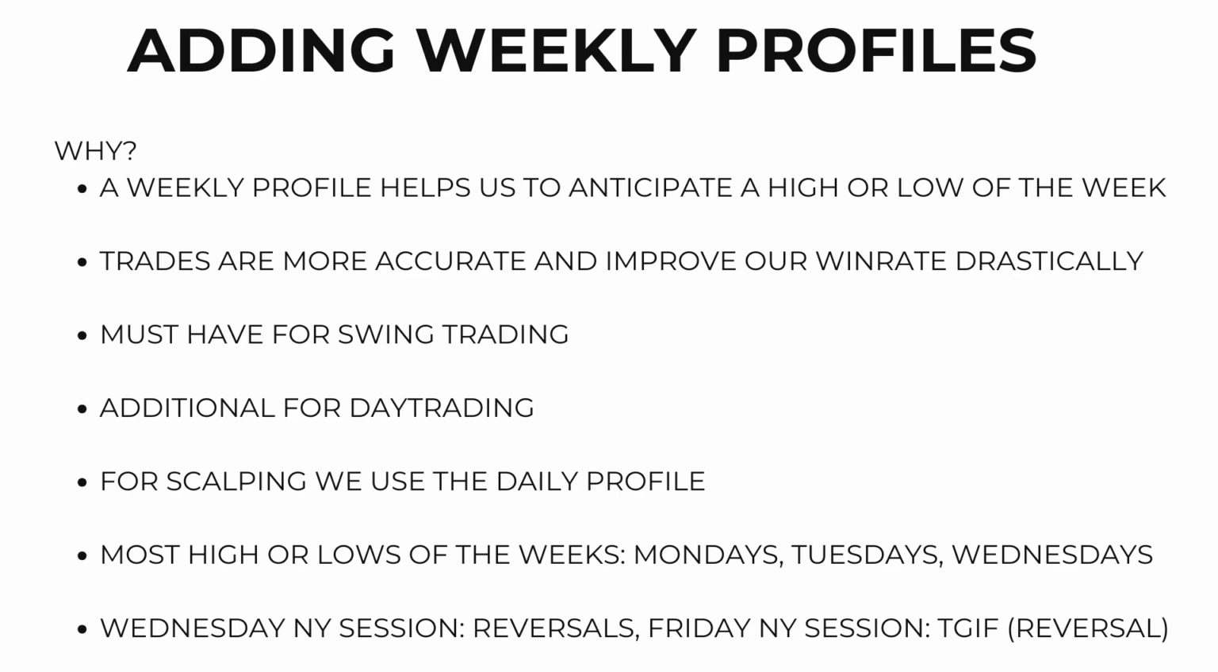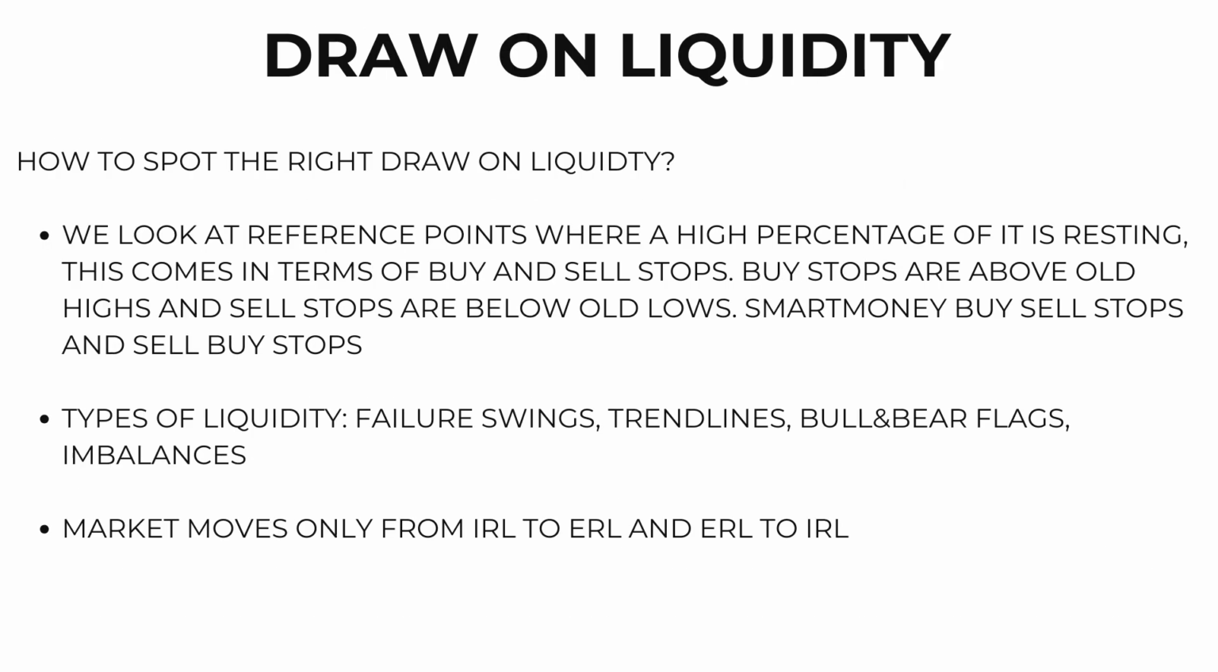So most highs or lows of the weeks are Mondays, Tuesdays or Wednesdays. On the Wednesday New York session we mostly have reversals, and Friday New York session we have a reversal too, it's called a TGIF. The draw on liquidity, how can we spot the right draw on liquidity? We look at the reference points where a high percentage of it is resting. This comes in terms of buy and sell stops.